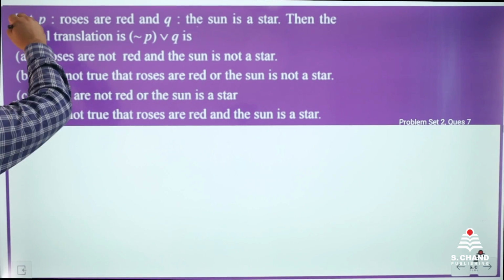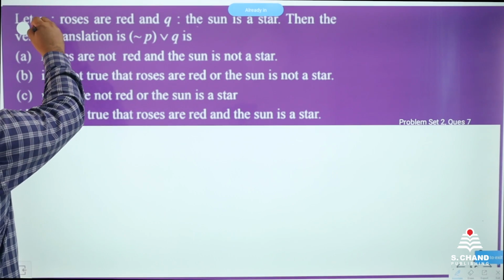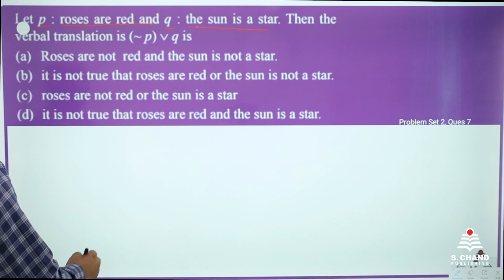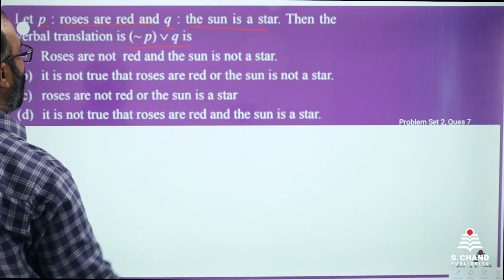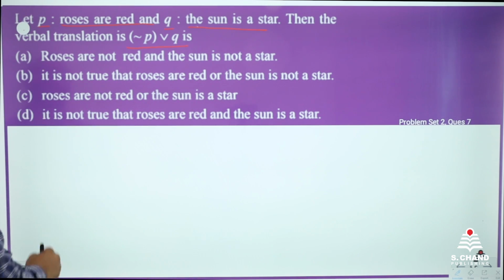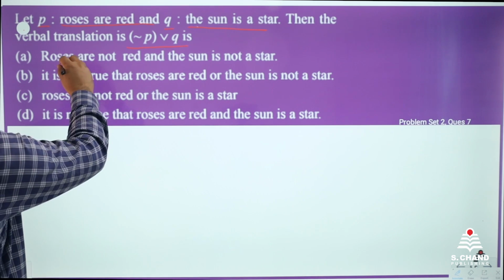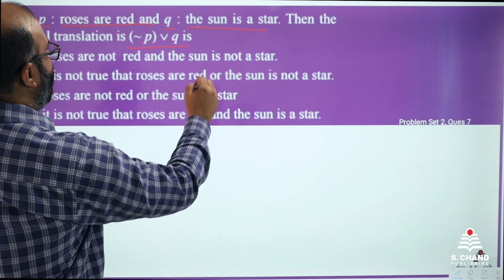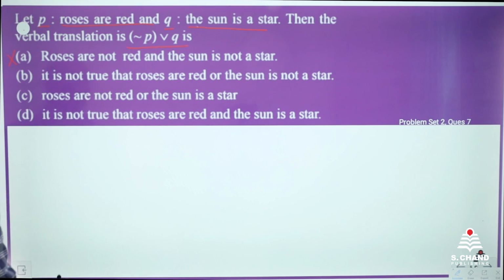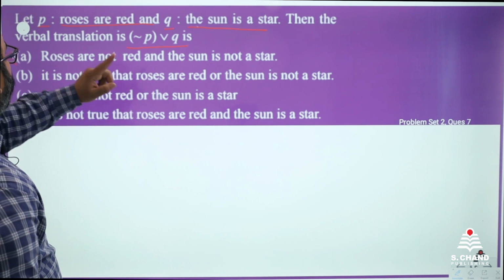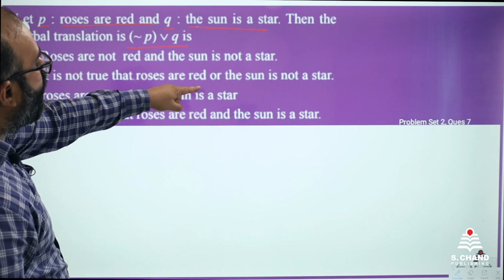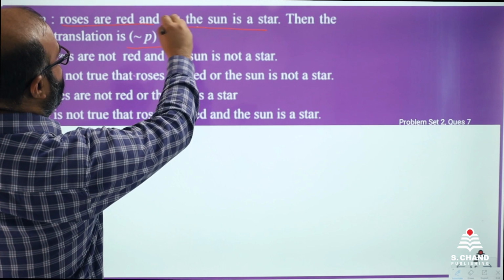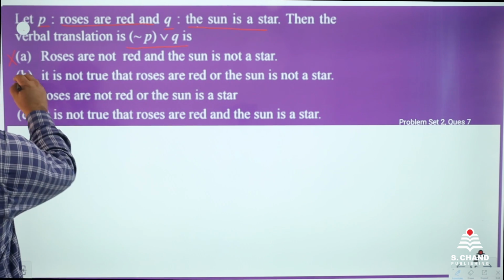If P, roses are red, this is the P statement, and Q, the sun is a star, then the verbal translation is not of P or Q is. So if you make the verbal translation, roses are not red, that is not of P, fine, and the sun is not a star, that is not of Q. It is not true that roses are red, this is fine, this is negation of P, or the sun is not a star. So the sun is not a star is negation of Q, so you can't take this one either.